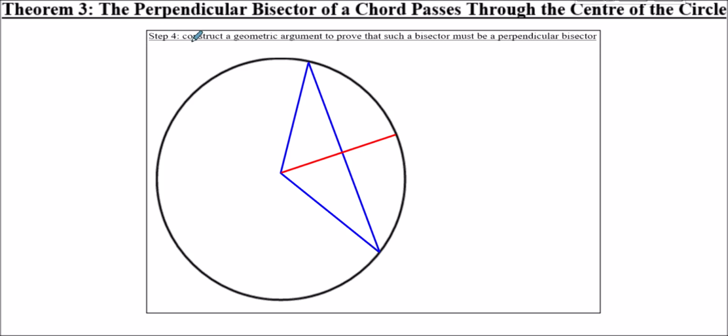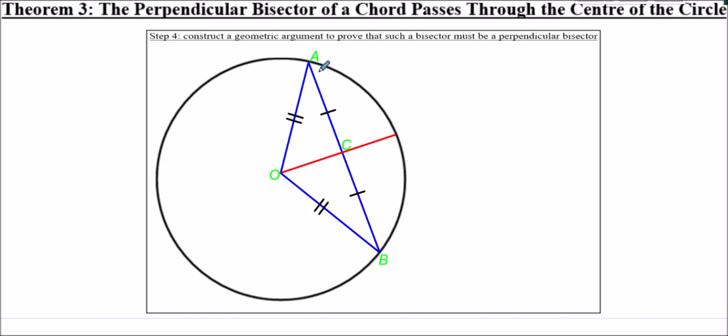So step 4, we're going to construct a geometric argument to prove that such a bisector must be a perpendicular bisector. So what we could do with some labels. First of all, because it's a bisector, this line is the same length as this line. So we can add dashes to denote that these sides are of the same length. In the same way, this length is a radius and this length is a radius. So they've got to be the same length. So we can add in these two dashed lines here to denote that.